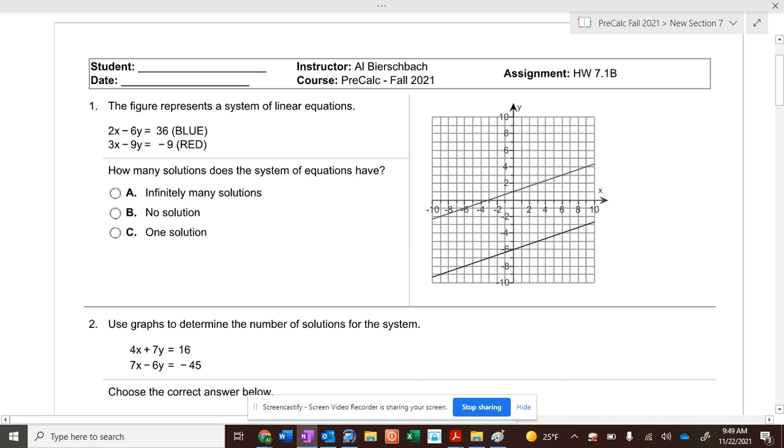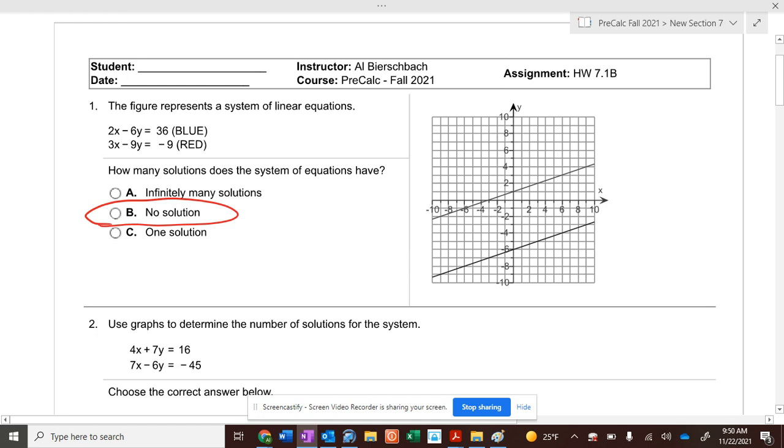So if we look at these linear equations, when it comes on your computer, one will be blue, one will be red. If you want to figure out which one is which, you can just graph them yourself on your graphing calculator if you needed to. But what do these look to be? Parallel. If you have parallel lines, will they ever cross? No. So if you have parallel lines, it'll be no solution.